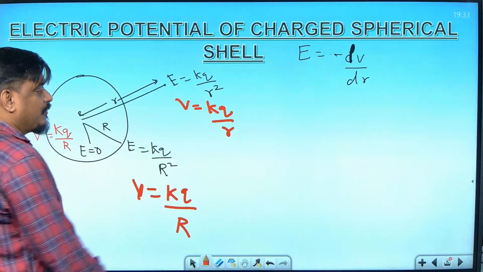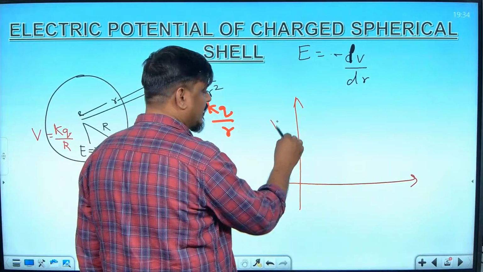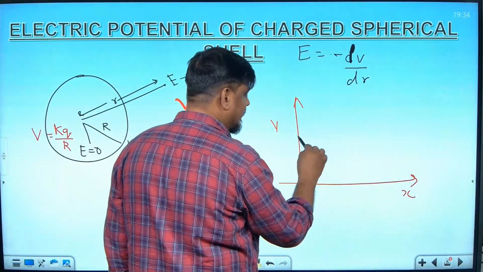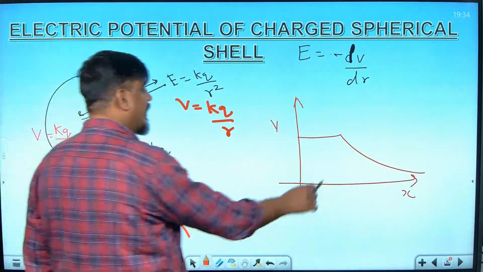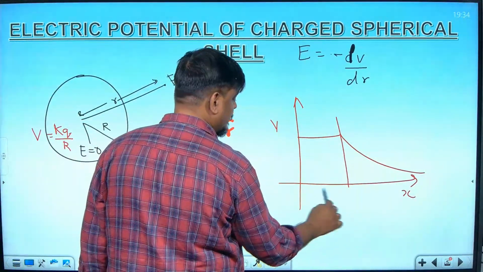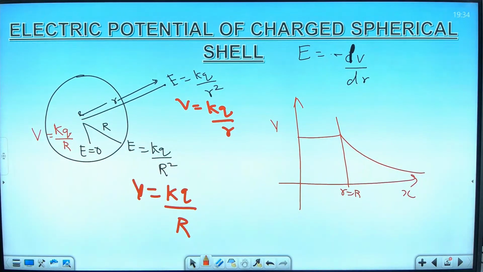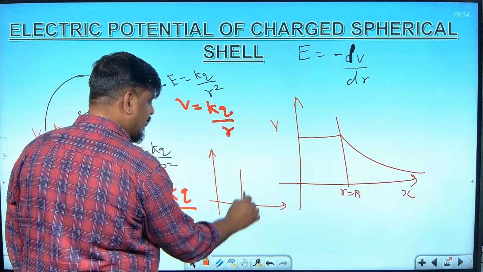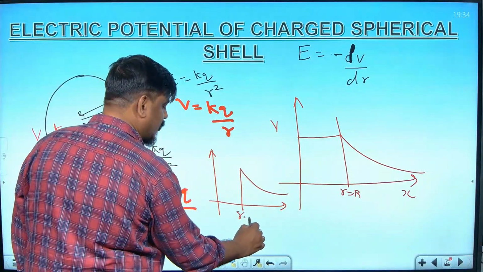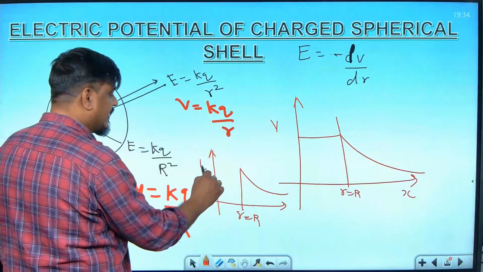Graph based questions are coming in the board examination. If I draw the graph between electric potential and distance x, the graph is like this, isn't it? Up to r equal to R, the electric potential remains constant, and then it starts to decrease. Whereas in the graph I drew in the previous class, electric field will be 0 up to r equal to R and then start reducing like this. This is the graph between electric field and distance.